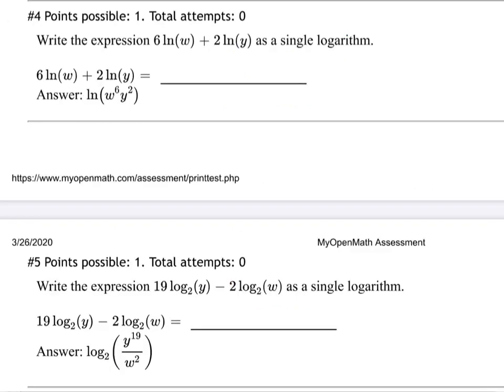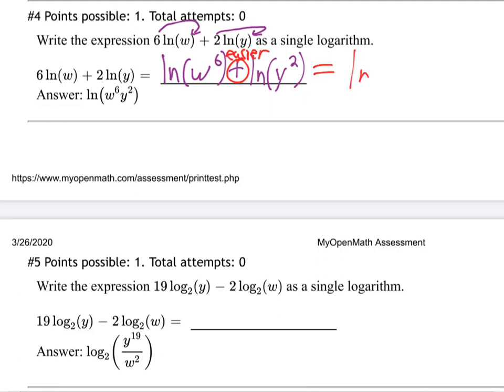Okay. Next one. So again, these numbers in the front go up to the power. This is natural log, but it's the same issue. Nothing changes. It's going to be ln of w to the 6th plus ln of y squared. So the numbers in the front go up to the power. And then this is, again, an easier job for two logs. It's going to be harder.